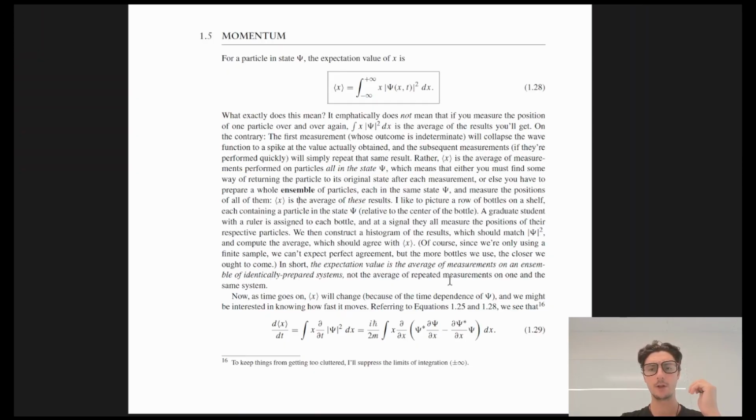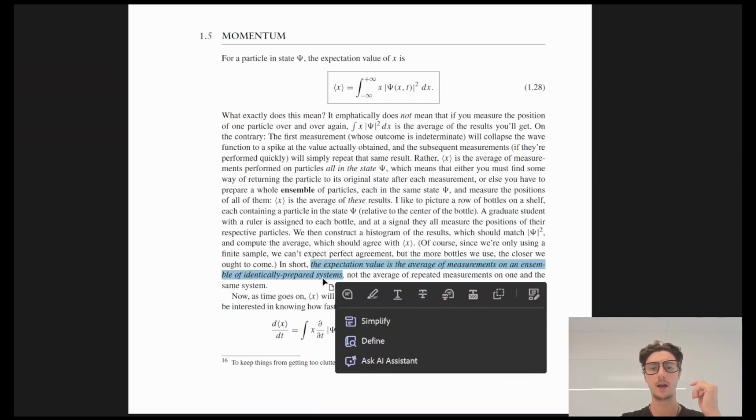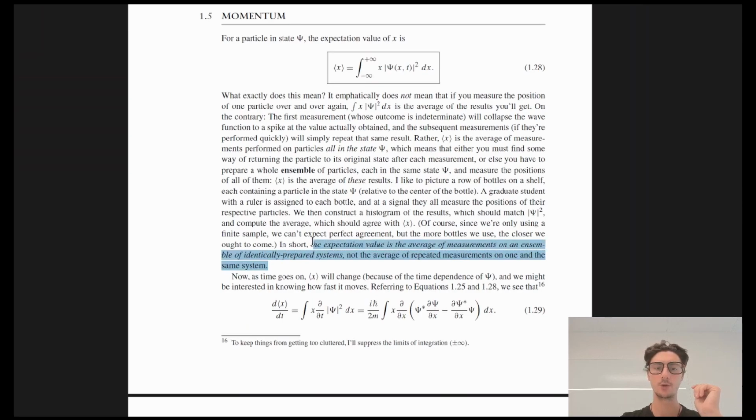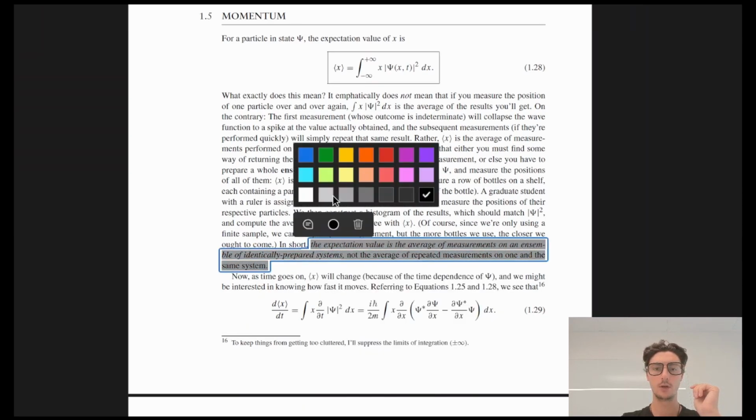In short, the expectation value is the average of measurements on an ensemble of identically prepared systems. See, this is italicized, so this is what the expectation value means. It's a little bit more detailed than just the average. Not the average of repeated measurements on one and the same system. So maybe this is something that we should highlight. Quite interesting. Let's pick a cool color, something that we can see quickly.